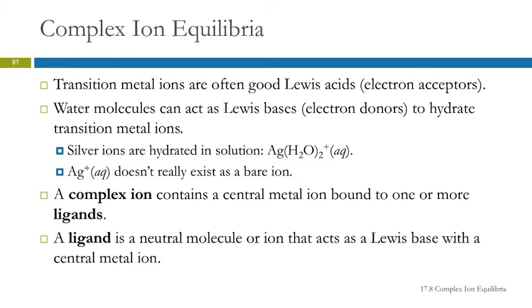So you've got a central metal ion, and then you've got 1 or more ligands. The things that are attached to it are called ligands. So in this example here, water is a ligand. It's a neutral molecule. It can also be an ion, but it acts as a Lewis base, so it's something that's donating electrons to that metal ion.